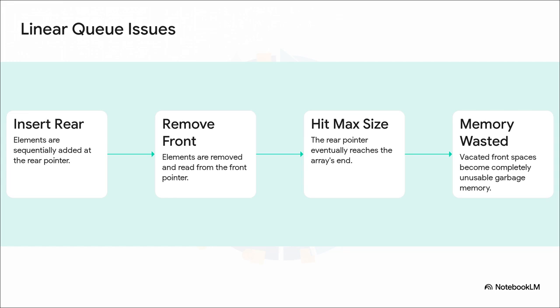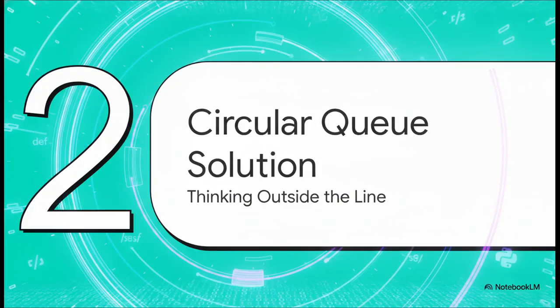Now, here's the fatal flaw. Even if we've already removed a bunch of elements from the front, leaving these perfectly good empty spaces behind, those spaces are now completely inaccessible. The pointers have basically drifted to the end, and that vacated front space becomes permanently wasted garbage memory. We literally cannot store any more data, even though the array isn't technically full. It's so frustrating. Which brings us to Section 2, the circular queue solution.